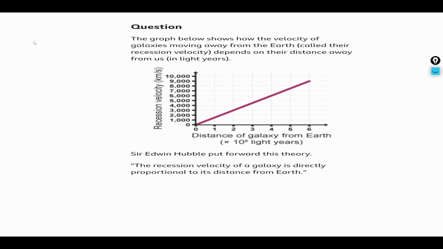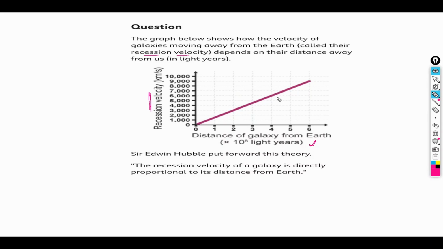So the question is graph based. The graph below shows how the velocity of galaxies moving away from Earth, known as recession velocity, depends on their distance away from us in light years. On the x-axis we have taken the distance in light years, and along the y-axis we have taken the recession velocity. According to Sir Edwin Hubble, the recession velocity of a galaxy is directly proportional to its distance from the Earth. That we can see using this graph.